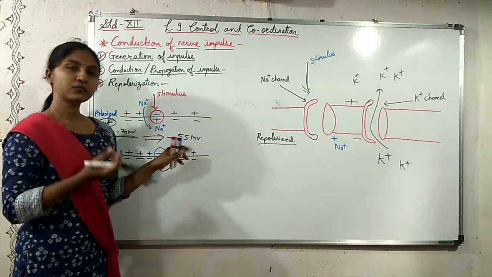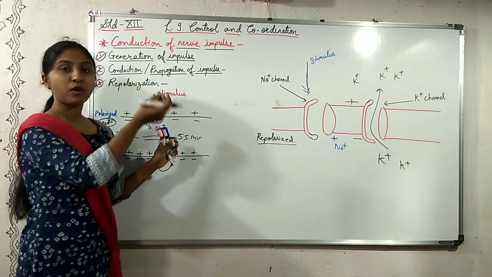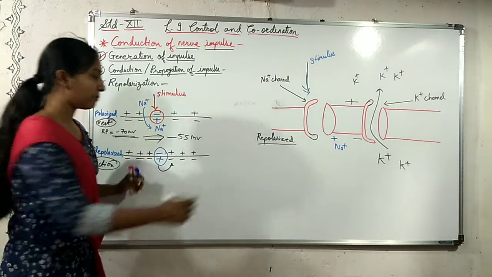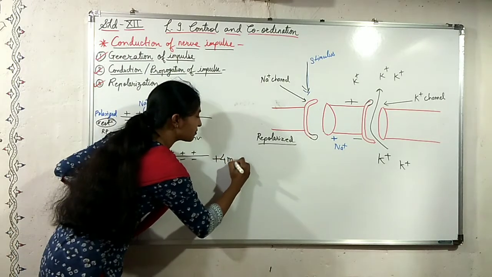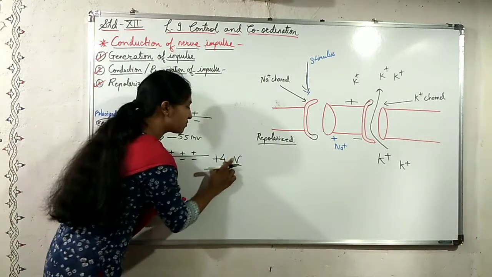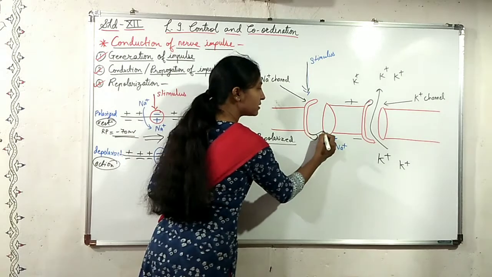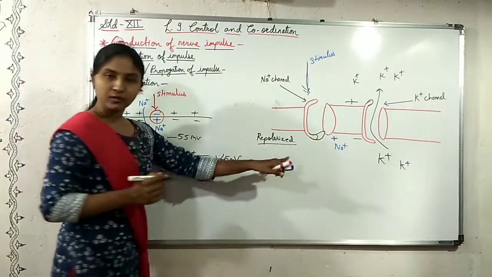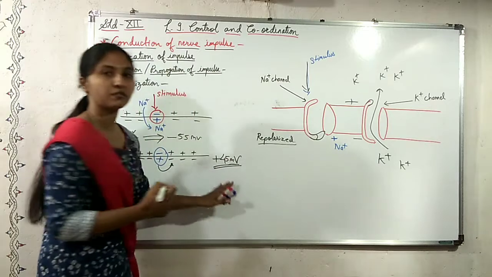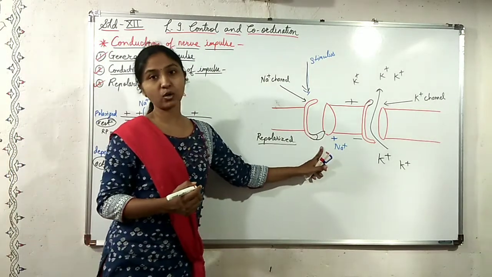As the voltage increases, it goes to 0. From 0 it goes to plus 45, and the action potential is up to plus 45 millivolts. Now what happens at plus 45 millivolts? The sodium channels close down. Plus 45 millivolts, this is the action potential. At plus 45 millivolts, the sodium channels close down.